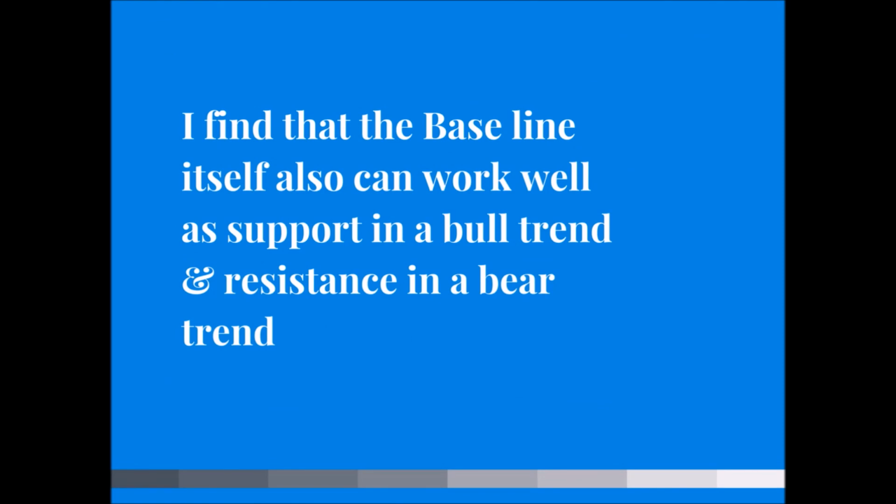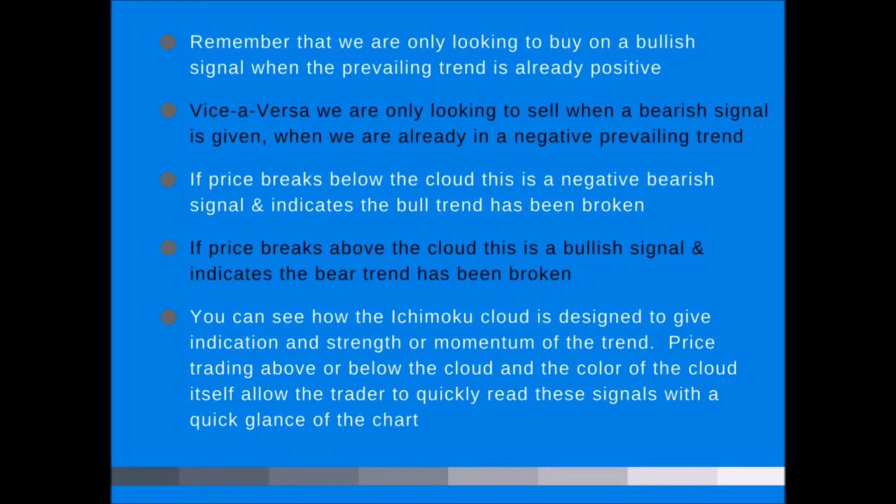I find that the baseline itself can also work as support in a bull trend and resistance in a bear trend. Now, remember, we are only looking to buy on a bullish signal when the prevailing trend is positive, and vice versa, we're only looking to sell when a bearish signal is given when we are already in a negative prevailing trend. You must know that by now. If price breaks below the cloud, this is a negative bearish signal and indicates the bull trend has been broken. And of course, if price breaks above the cloud, this is a bullish signal and indicates the bear trend has been broken.